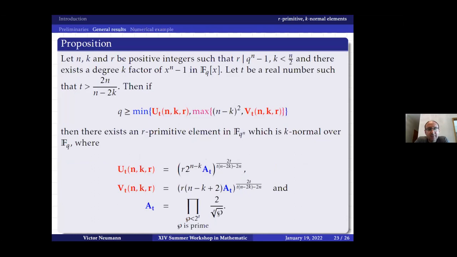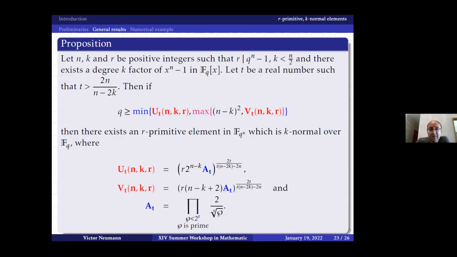Well, this must be a very difficult question, but in fact, if Q is greater than this number, there always exist R-primitive K-normal elements, where K must be less than N over 2. With this condition in mind, for the moment, I think there is no example of a field with no R-primitive K-normal elements.